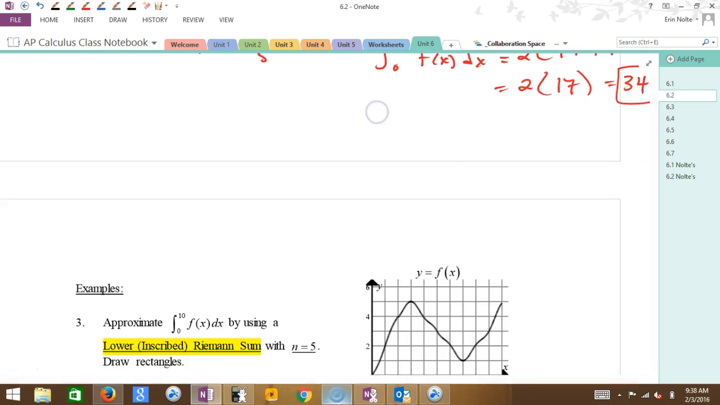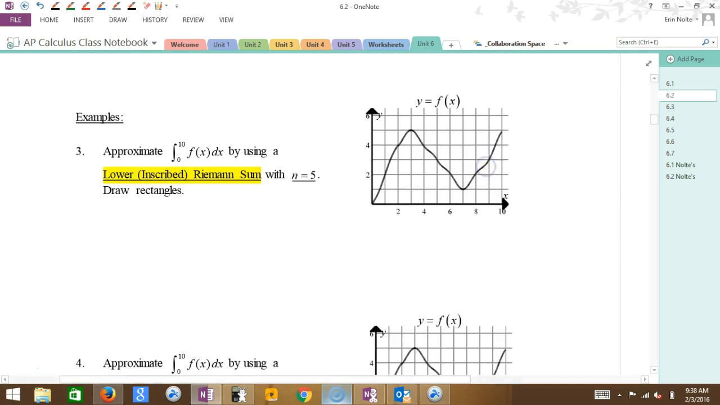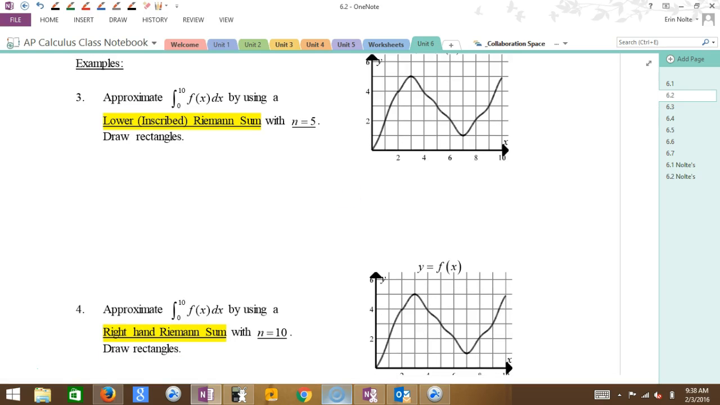Okay, so that's all we're doing in this whole section. You just have to split it into whatever they want you to do. So for number 3, they're going to do 5 again. But this time we're going to do a lower Riemann sum. That means we're going to use the lower value of those little rectangles.